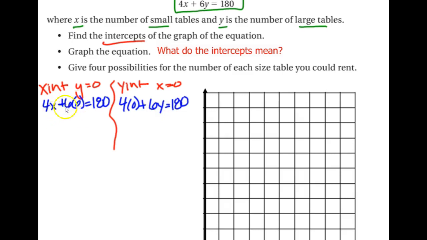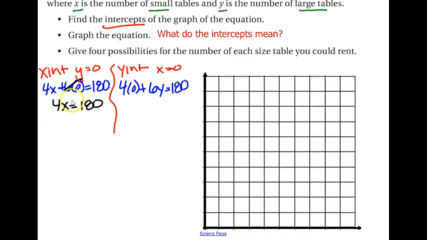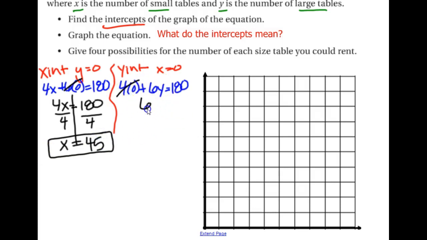So if we solve these, well, this part 0 is here, so we have 4x equals 180. And divide by 4. We get 45. On this one, x was 0 there, so we have 6y equals 180. We divide by 6. This one is easier to do in our heads. 18 divided by 6 is 3, with the 0 gives us 30.